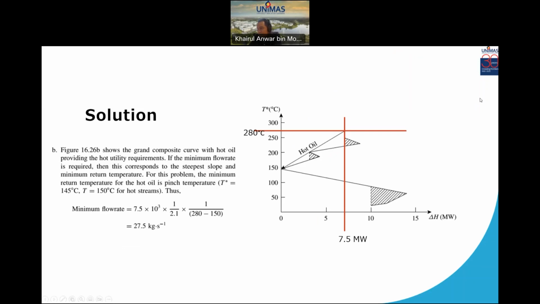The steepest line here intersects the grand composite curve. At the intersection, find the delta H, which is 7.5 megawatt. So 7.5 times 10 to the power of 3 is equal to the flow rate times Cp, 2.1, times delta T, which is 280 minus 150. The minimum flow rate is 27.5 kilogram per second.